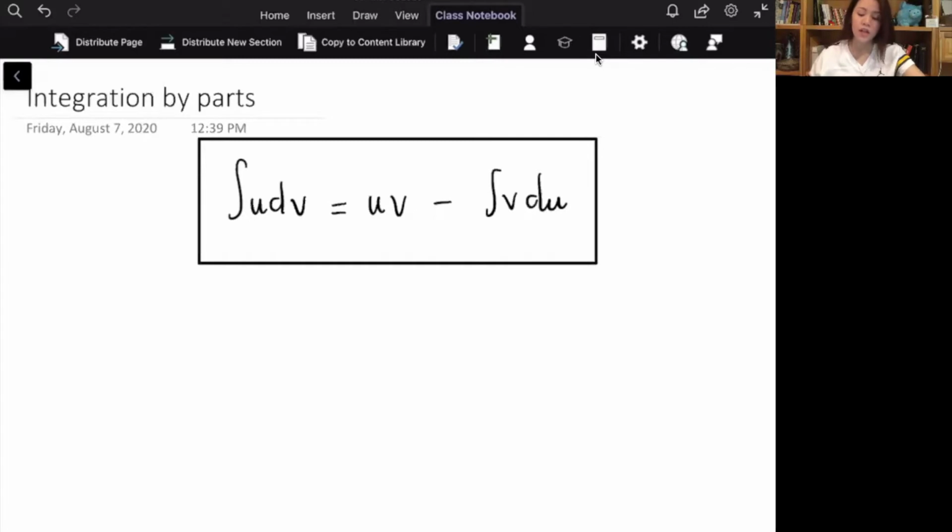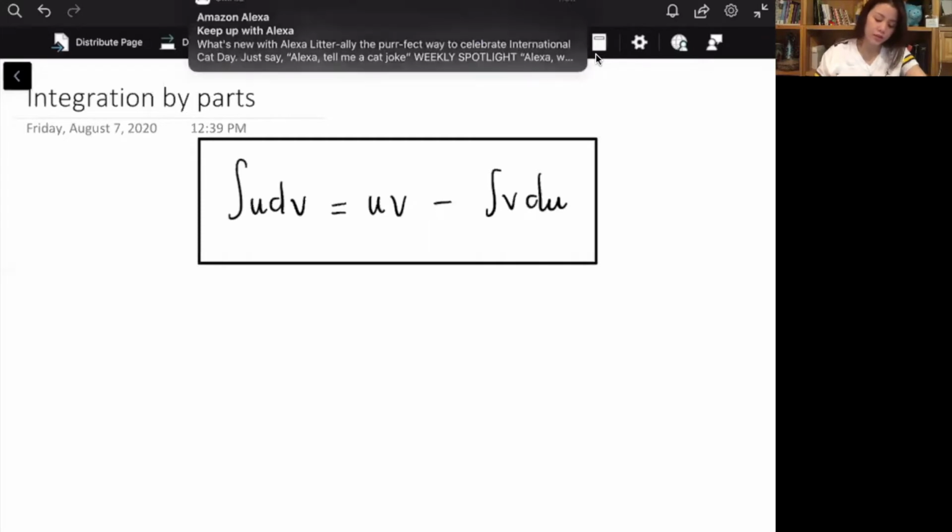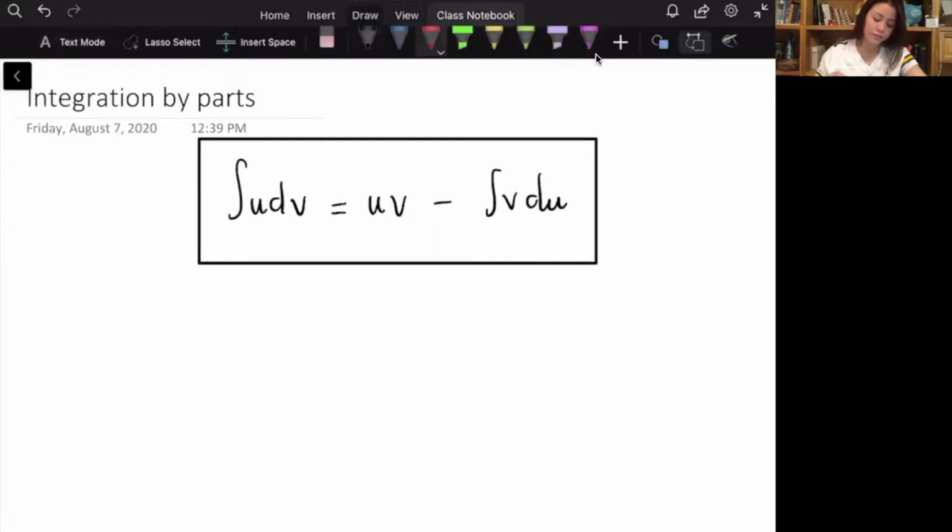Okay, so let's take a look at some examples of how to apply this. Example number one: if I have the antiderivative of x times cosine of x dx. Usually when we do integration by parts, we let the dv part be the most complicated portion of the integrand, and it has to be something that you can take the antiderivative of.